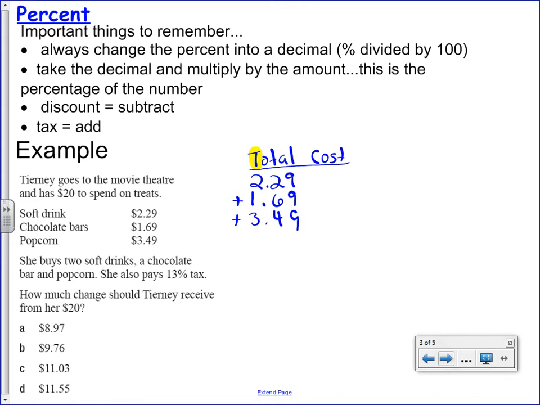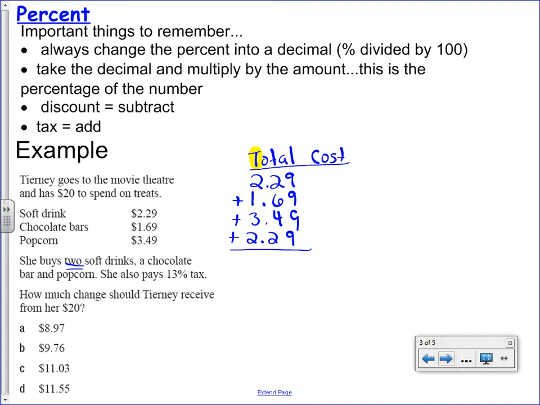Am I missing something here? Cost of food. No, I'm just finding how much she spends on treats. I'm missing something here. It's in the question. Andrew, do you see it? Do you need to do the tax too? I do, but I want to figure out what the total, the subtotal is. What am I missing here? She buys 2 soft drinks. So I need another $2.29. So what do I get when I add all of those up?